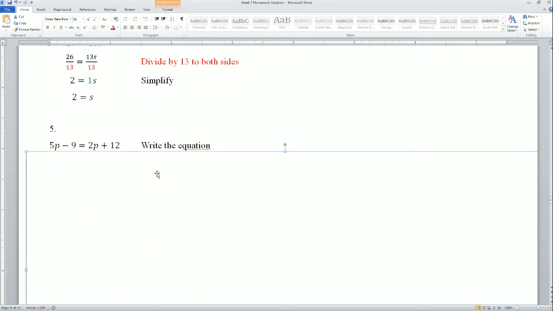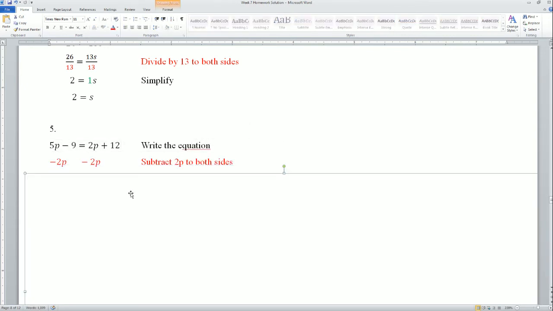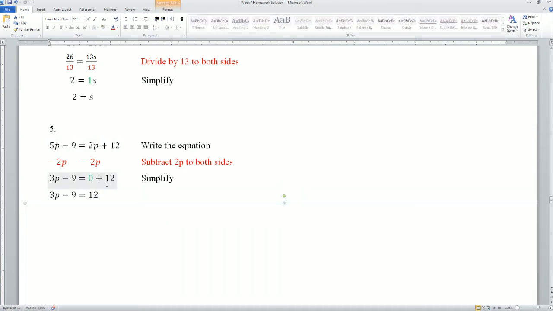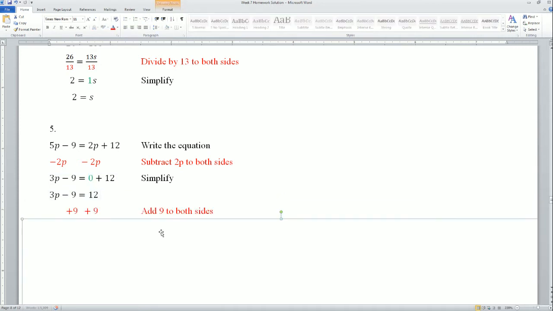Number 5: 5p minus 9 equals 2p plus 12. What is the smallest variable here? 2p. So I'm going to subtract 2p from both sides. Once I subtract 2p from both sides, on the left-hand side, 5p minus 2p gets me 3p. On my right-hand side, 2p minus 2p becomes 0. Simplify because I don't care about that 0. It becomes 3p minus 9 equals 12.